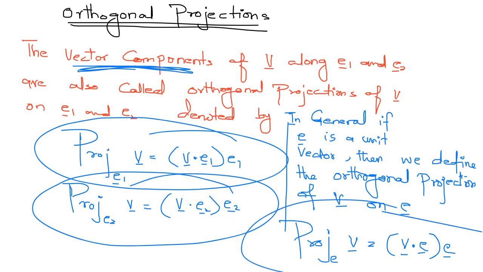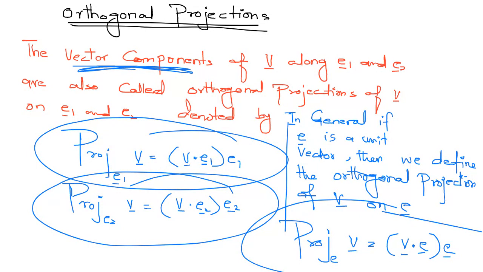Either I ask you to find the projection, or I ask you to find the vector component, you have to use the same formula. Okay, they have the same meaning. Vector component and the projection have the same meaning. Don't confuse the vector component and the orthogonal projection. They have exactly the same meaning.